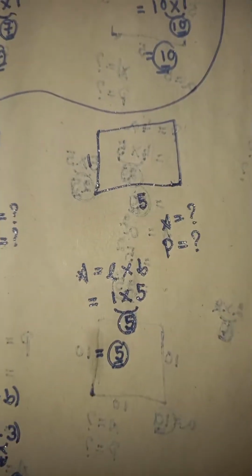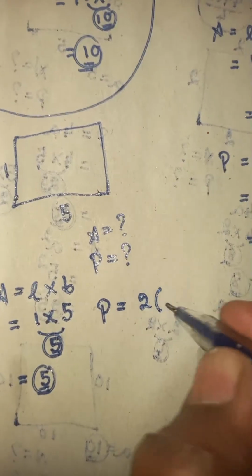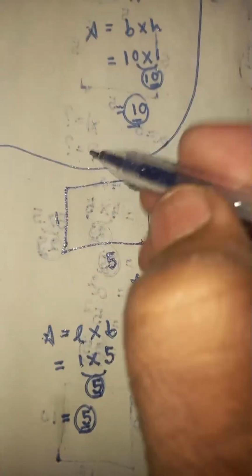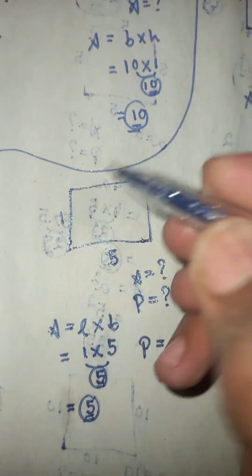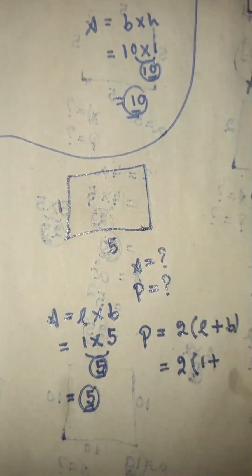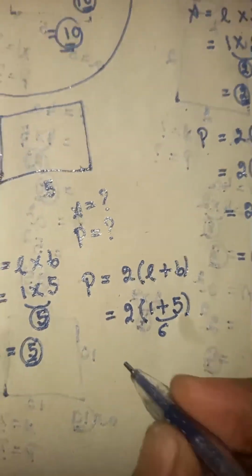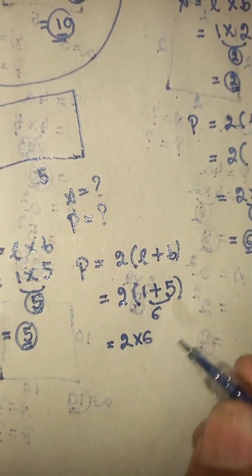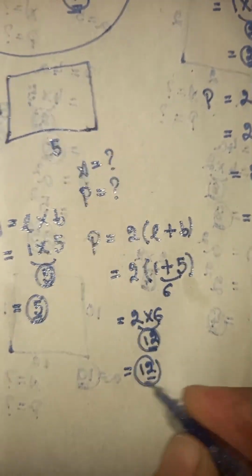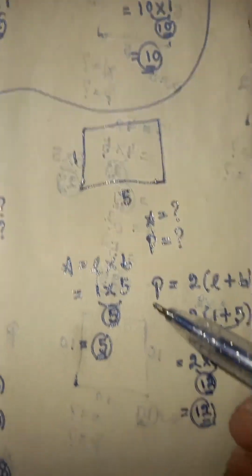Now let's find the perimeter. Perimeter of this rectangle is 2 times (length plus breadth). That becomes 2 times (1 unit plus 5 units). Now you can add them. 1 plus 5 is 6, so 2 times 6 will give 12 units. So 12 units is the perimeter of this rectangle, and the area is 5 square units.